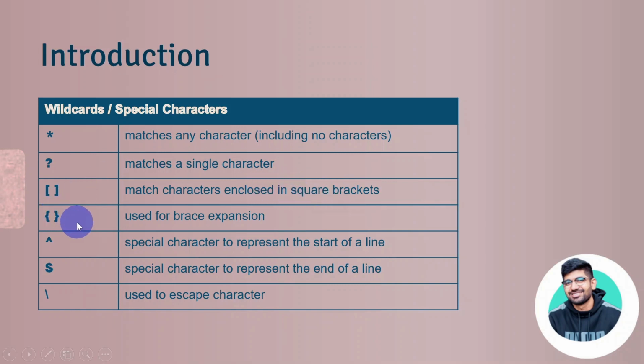Next is curly bracket. Actually, it is a helping character and not a wildcard, in which you can mention wildcard characters. We'll see this in detail. After that, we have a caret symbol, which is used as a special character to represent the start of line. And similarly, we have dollar to represent the end of line. Last one is backslash, and the primary use of backslash in Linux is as an escape character.